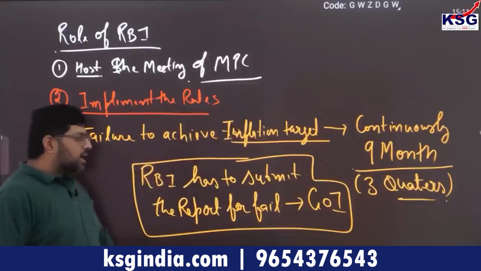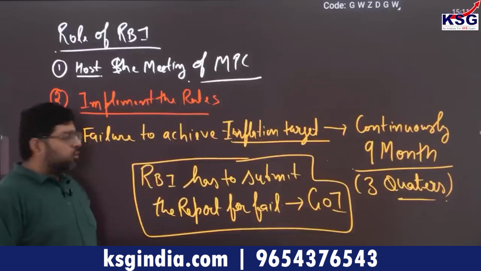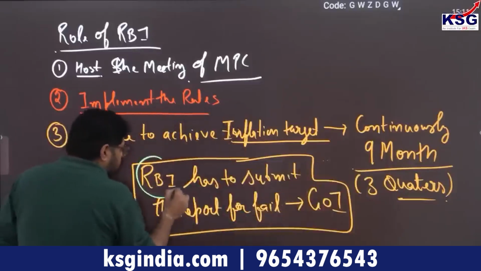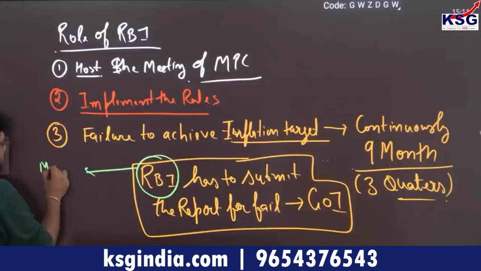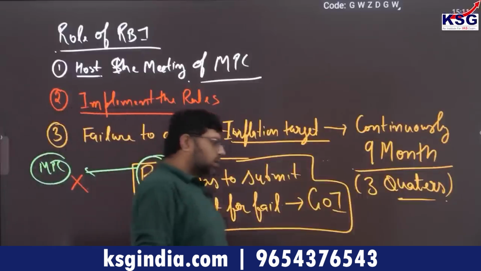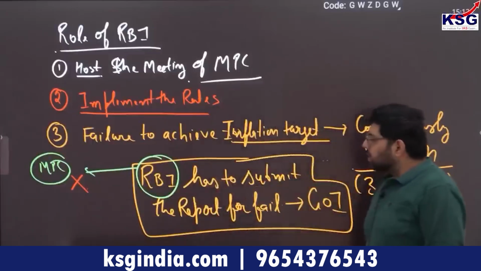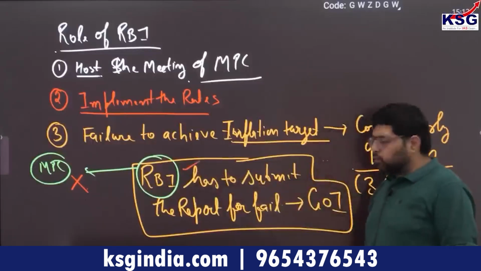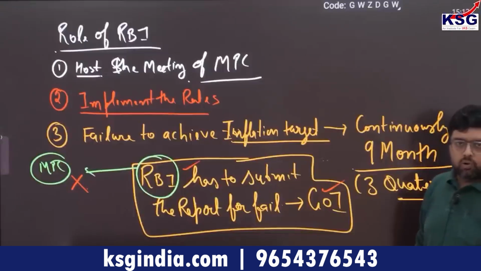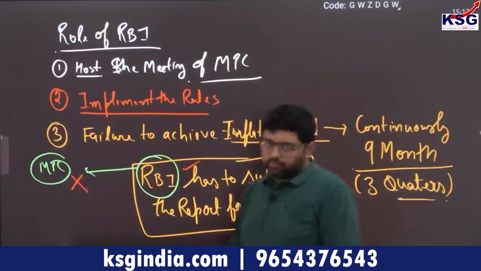Now in that case, who has to submit the report? RBI. Maybe in your exam they can confuse you that the Monetary Policy Committee has to submit the report. If so, this is wrong. Who has to submit it? It is RBI, and to whom? To Government of India, not to the Parliament. If a statement says MPC has to submit the failure report to Parliament, no, it is to Government of India. Clear?